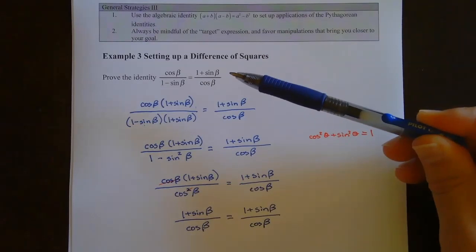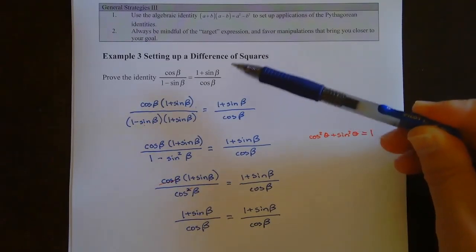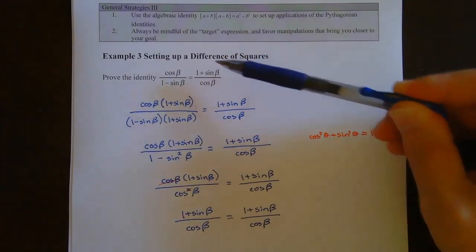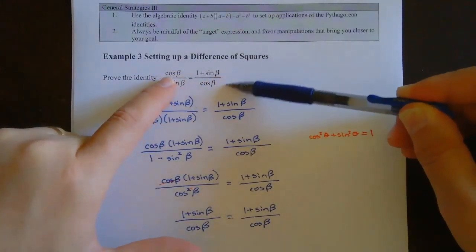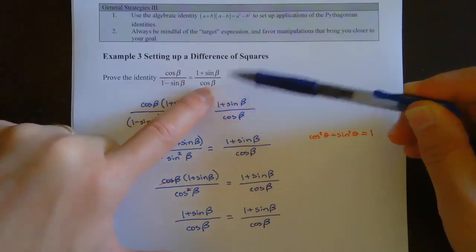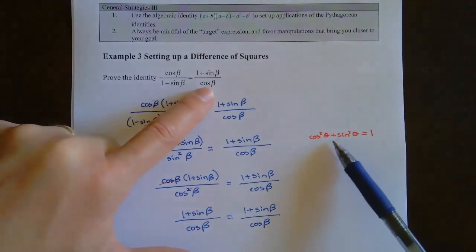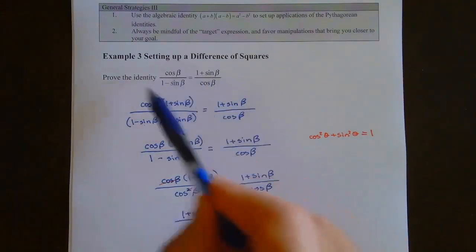Okay, looking at this, let's say we wanted to manipulate the top, right? If you look at the right hand side and the left, I want to get to the left hand side. I could multiply top and bottom by cosine beta. Then I'd have cosine beta on top, and on the bottom cosine squared beta. With the denominator being cosine squared beta, I could rewrite it using the Pythagorean identity, and then do some canceling, and I would make the right side match the left side.